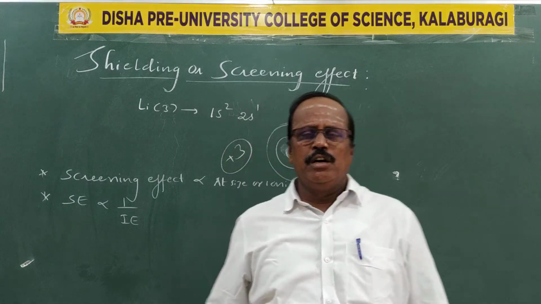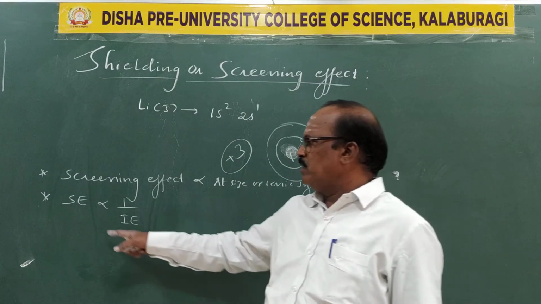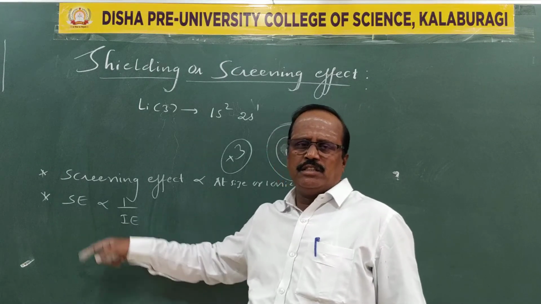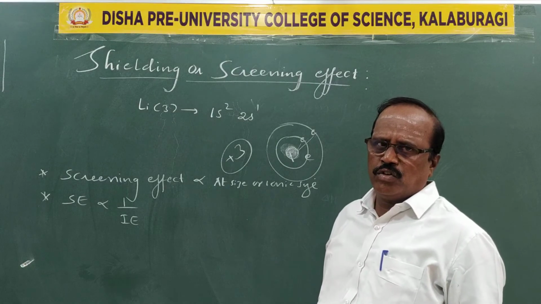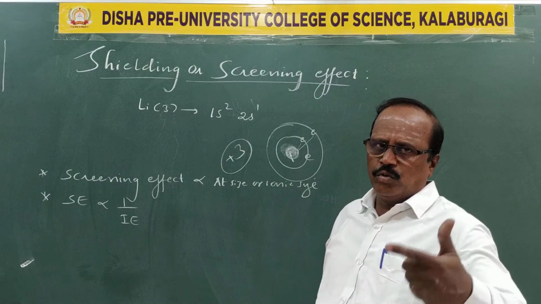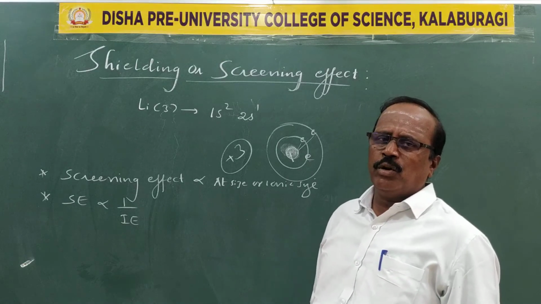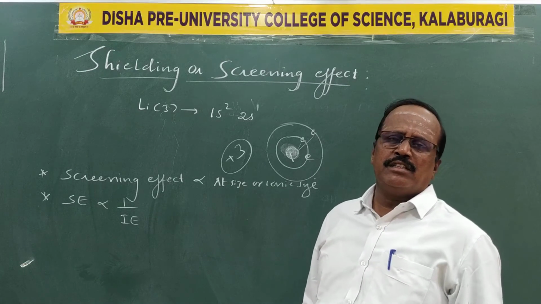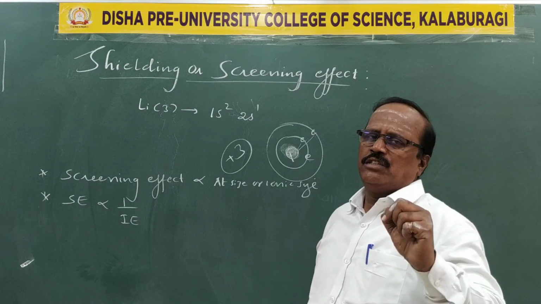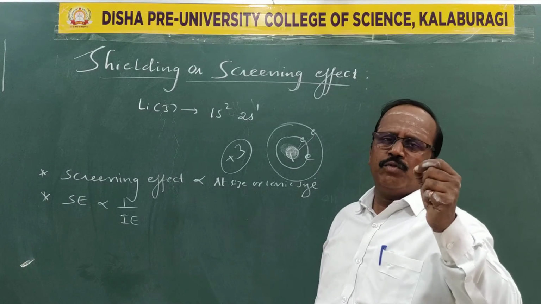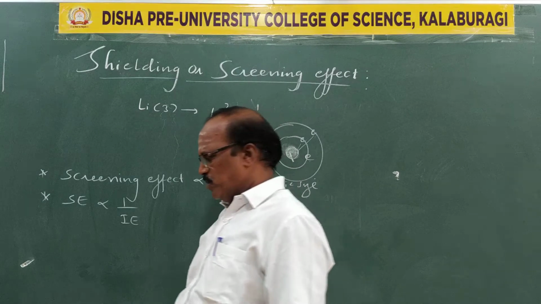It is inversely proportional, and down the group it goes on increasing. Shielding effect increases down the group, and along the period it goes on decreasing. True or false, options will be given. You are supposed to remember this information.